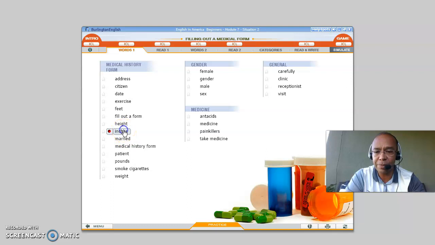Inches. Inches is also another word that describes measurements. You have feet and inches. 1 foot is 12 inches.